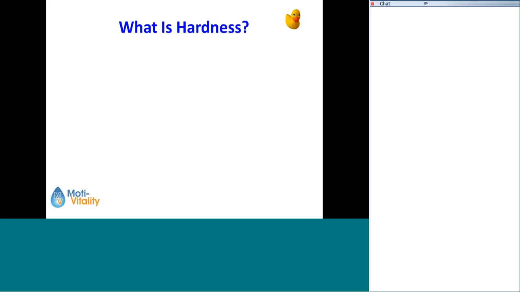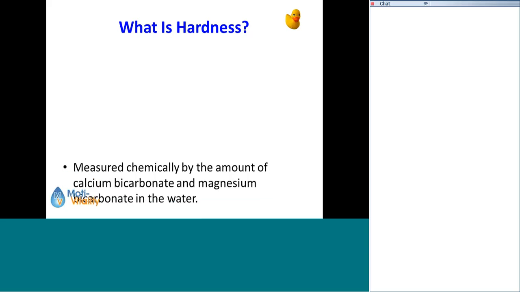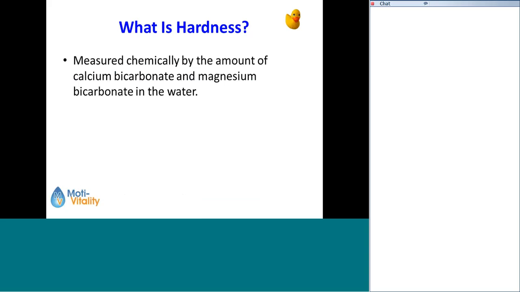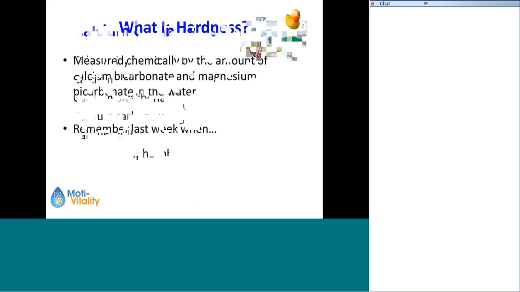How about this? What is hardness? Hardness is measured chemically by the amount of calcium bicarbonate and magnesium bicarbonate in the water. So when we put our drops in there, and they turn pink, we're measuring the calcium bicarbonate and magnesium bicarbonate in the water.